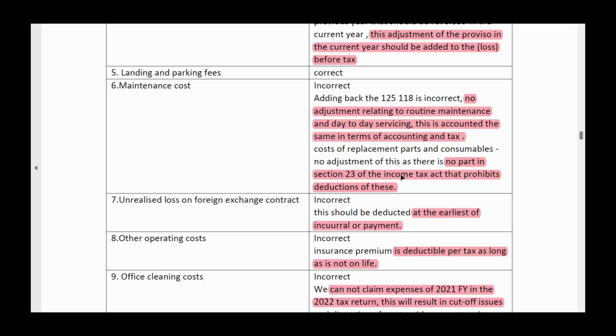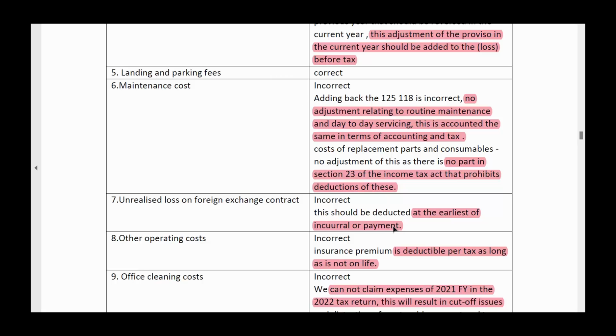But you're actually dealing with parts here that could be considered to be capital in nature, could be considered to be improving the asset. So we wanted to see a bit more in terms of how you could possibly deal with those items. For example, your consumables could be part of trading stock and deductible in terms of Section 22.